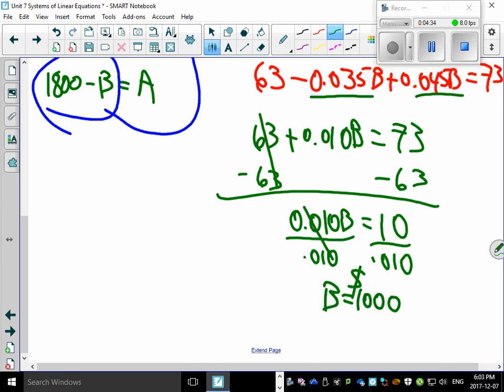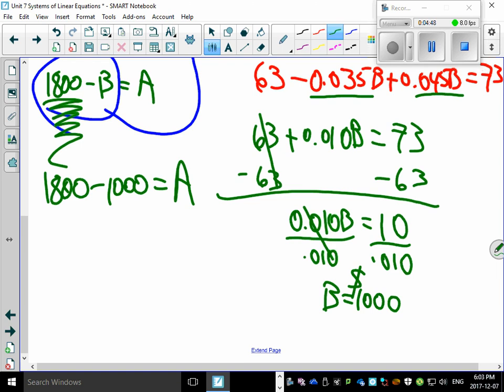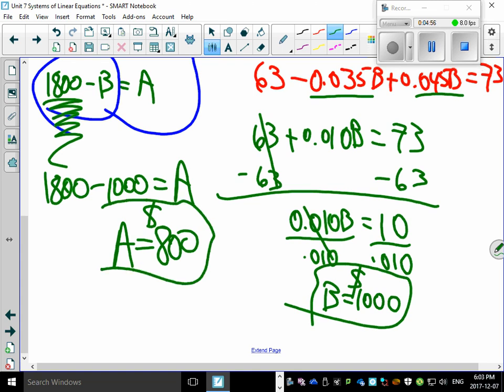Look at that. So I got a question for you. Common sense tells me if I started with $1,800 to begin with, and I've invested $1,000 in B, how much do I have left? Sure enough, in A, I invested 800 bucks. There you go. That's how you do a nice little investment question with decimals and the whole lot.